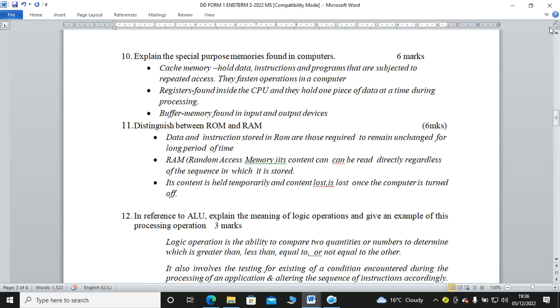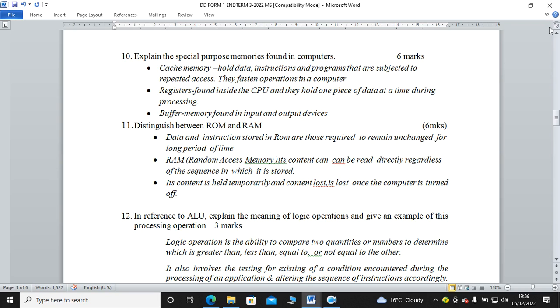Explain the special purpose memories found in computer. We usually have the cache memory or cache, we have registers, and we have buffer. So cache memory holds data, instructions, and programs that are subjected to repeated access. They fasten operations in a computer.